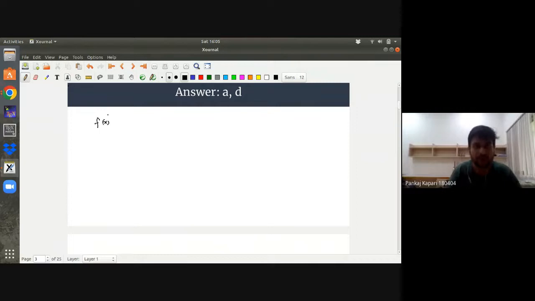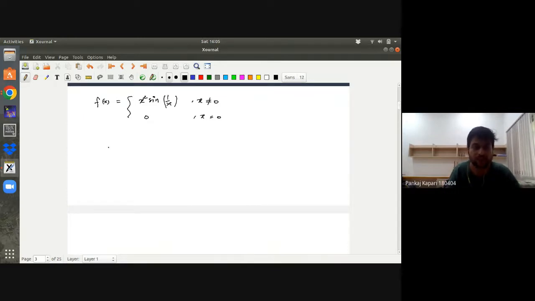Okay, so f of x is equal to x square times sine of 1 by x if x is non-zero, and this is 0 if x is 0. We have to find if the function is differentiable at 0. That is, we have to find if this limit exists or not: limit as h tends to 0 of f of 0 plus h minus f of 0 divided by h.